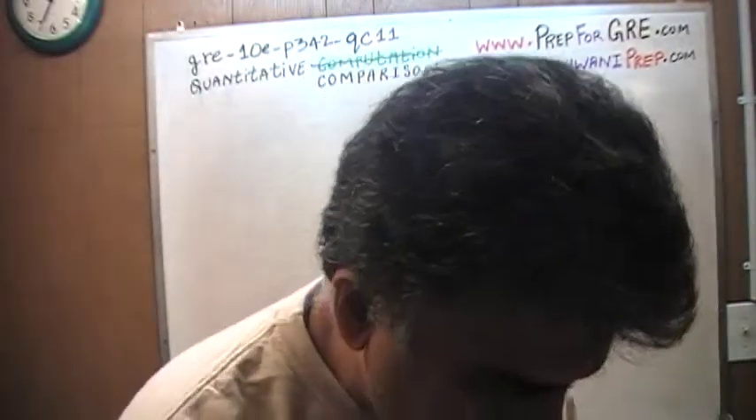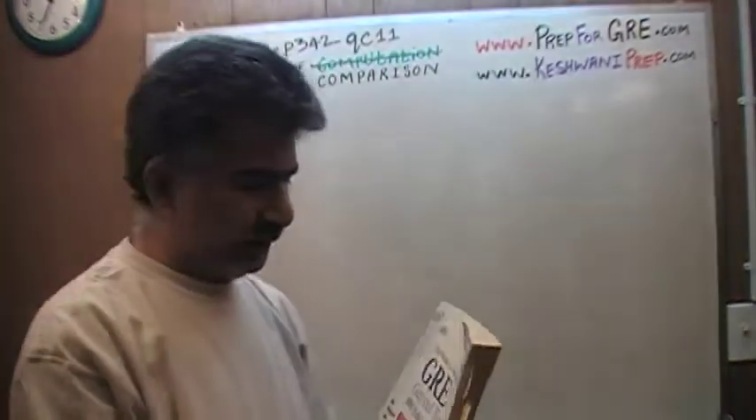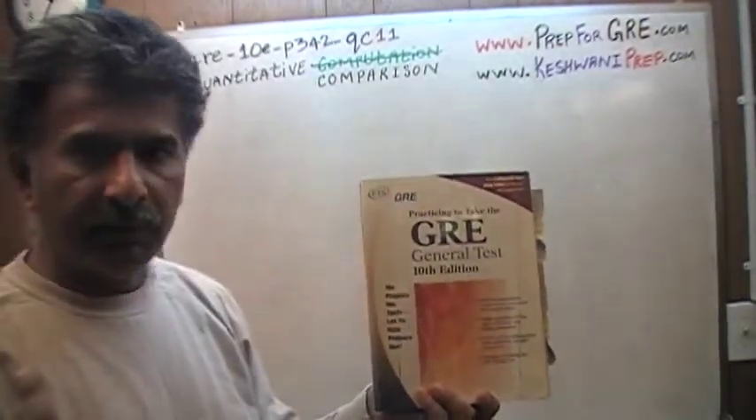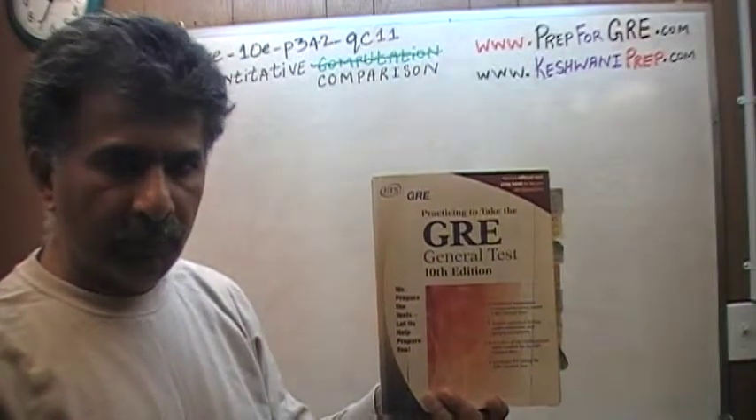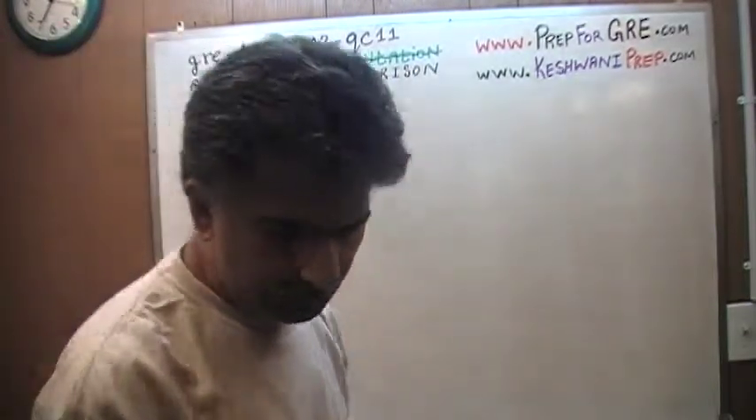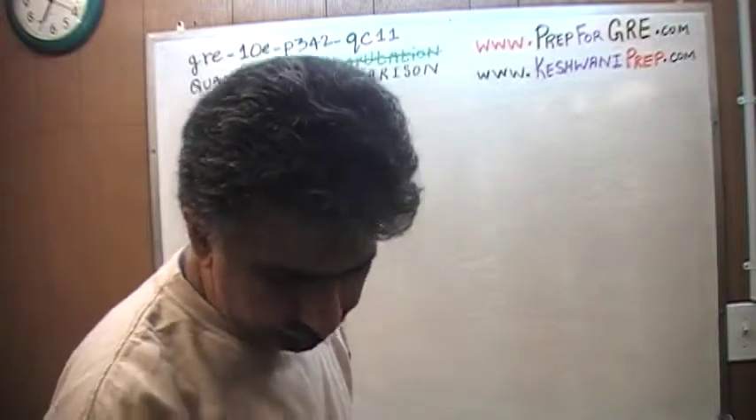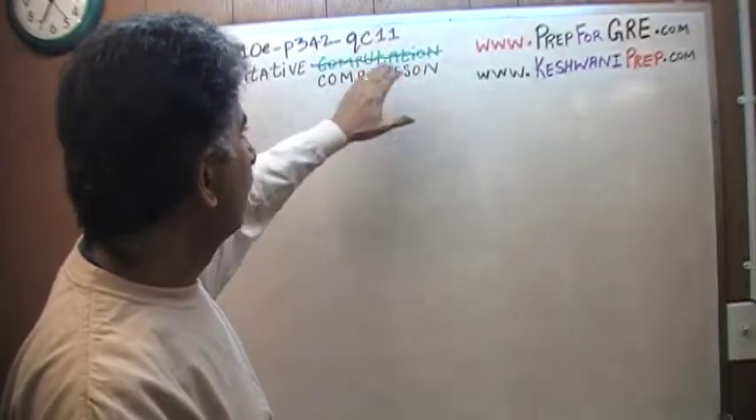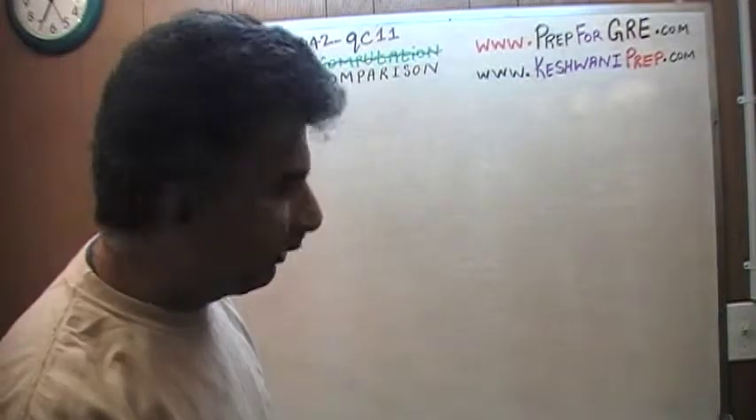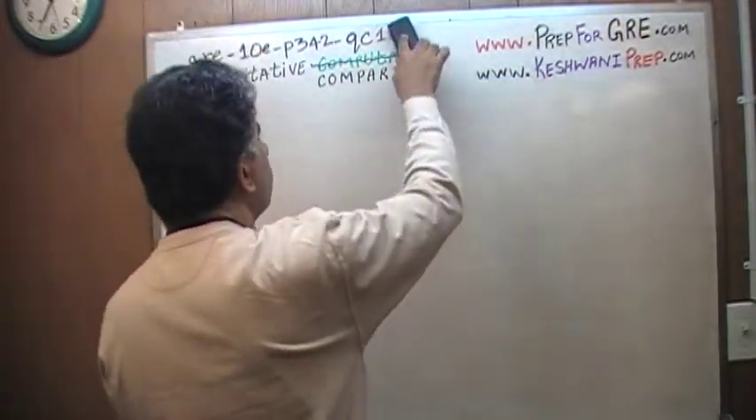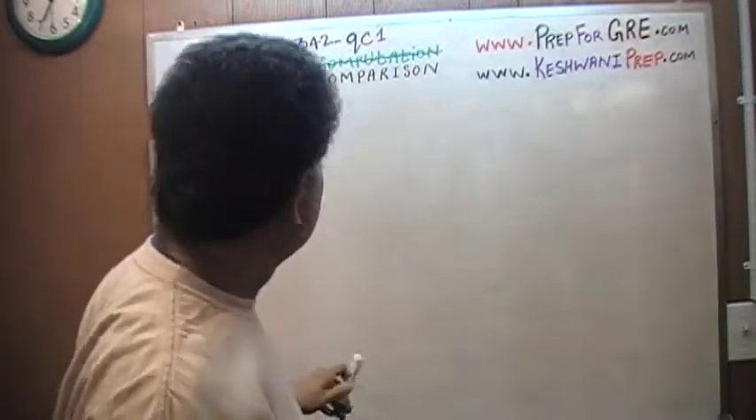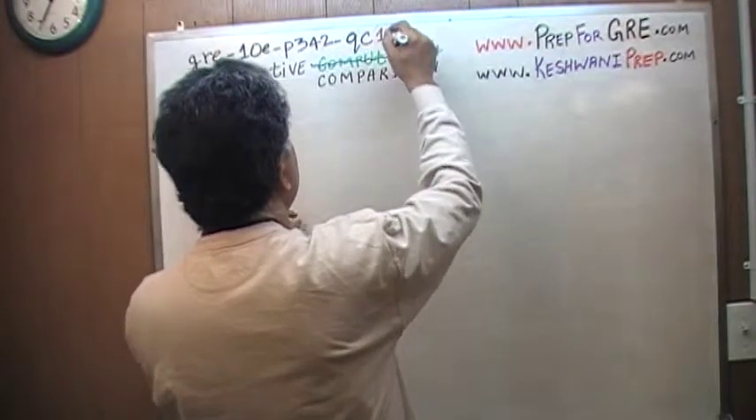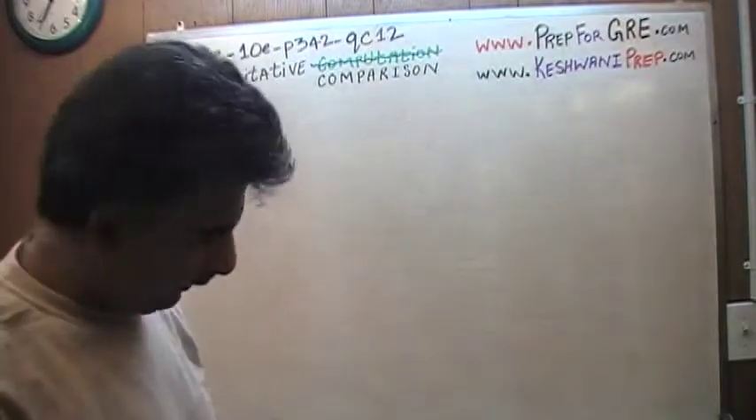I have been solving math problems for GRE out of this book here, practicing to take the GRE general test, the 10th edition. If you do not own this book already, purchase it immediately. The problem that I'm about to solve is the one that you're going to find on page number 342, quantitative comparison questions, hence the QC, number 12. Let's take a look at it.